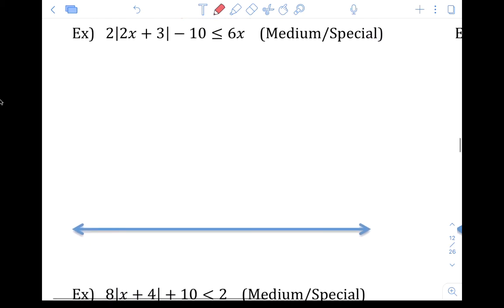The first thing you need to remember is that you are going to have to isolate your bars. Before you can even tell me if it's officially an and or an or, you need to make sure the bars are by themselves. So when we update our problem, we have 2 times the absolute value of 2x plus 3 is less than or equal to 6x plus 10, because I moved that minus 10 over to the right-hand side. Again, I'm isolating those bars.